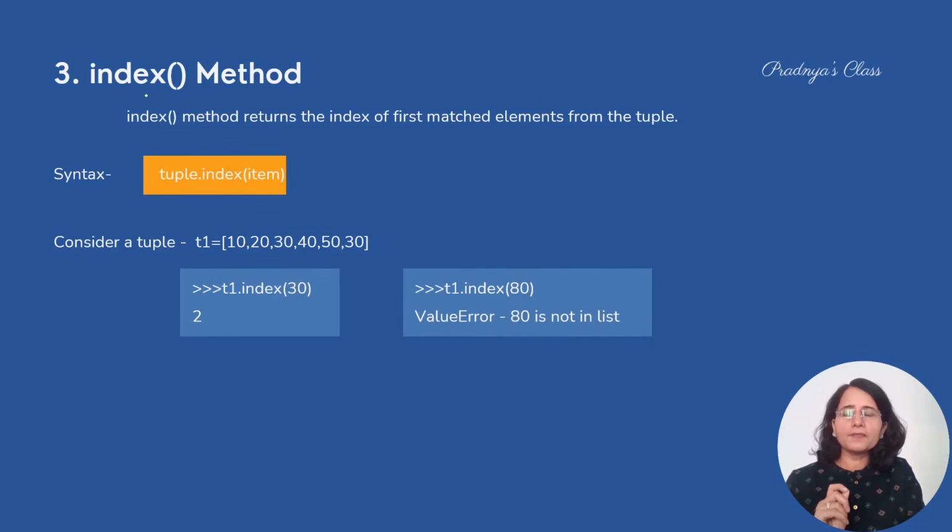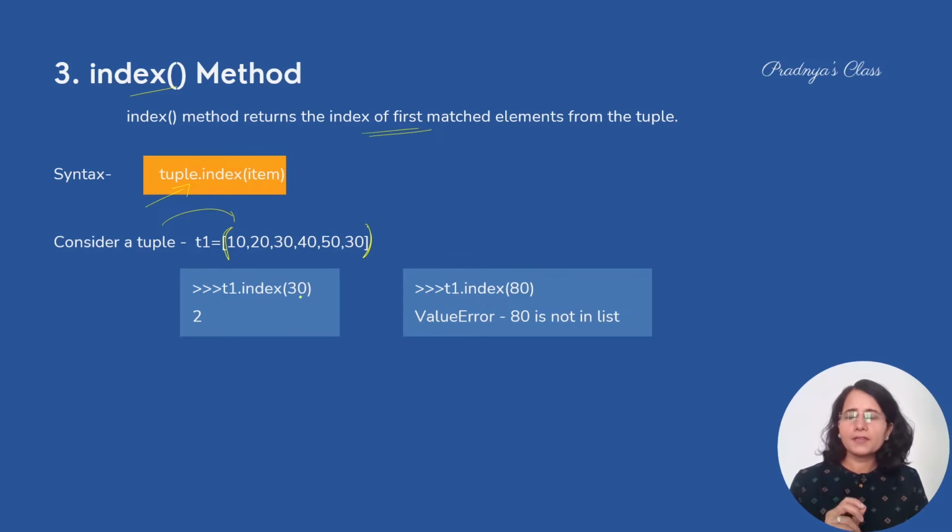The third method which we can apply on the tuple is index. Index returns the index of the first match element, and it works by following this syntax. So let's consider one tuple. It should be brackets here.